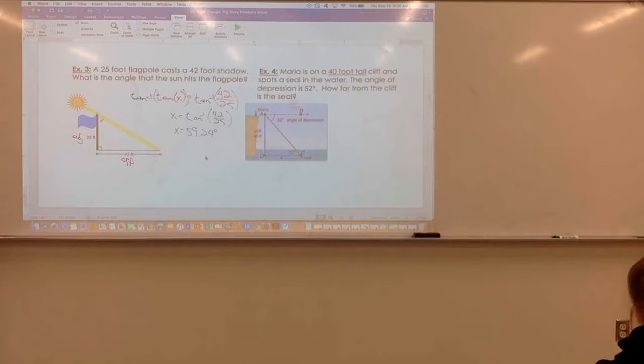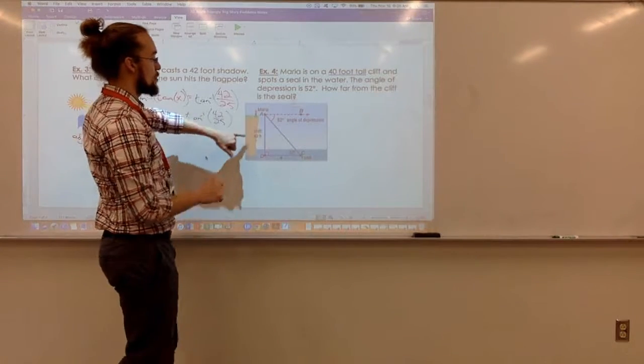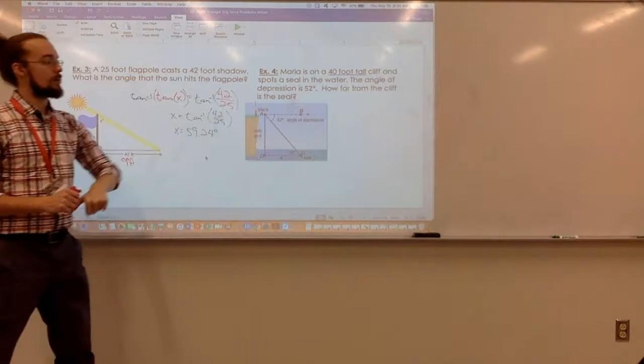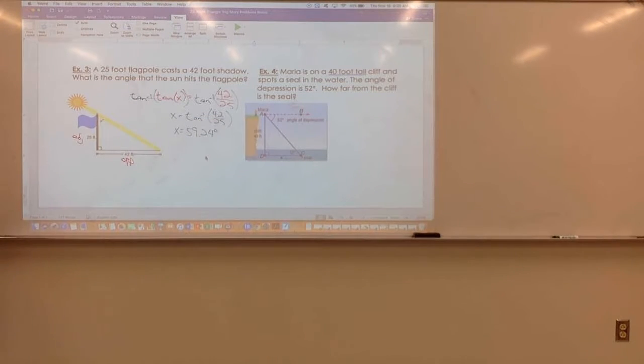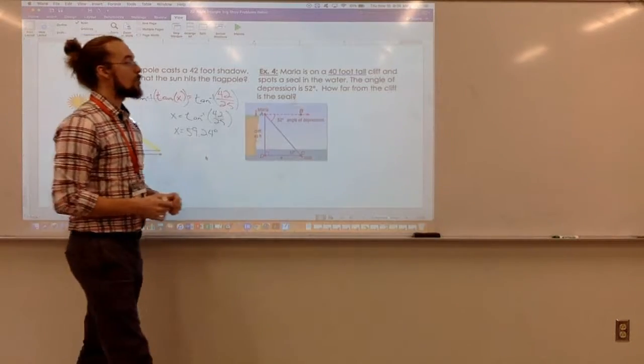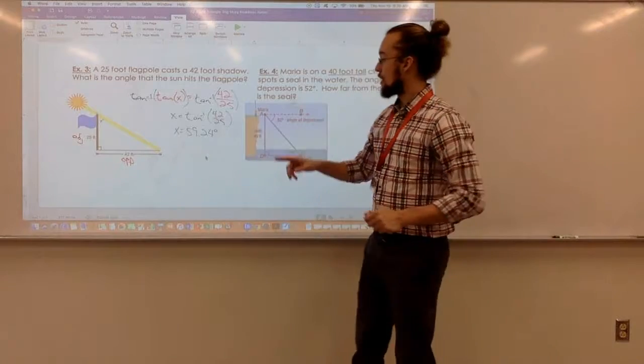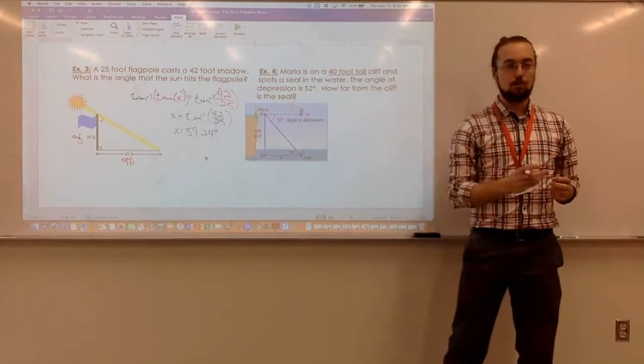All right, now, this last example on here talks about angle of depression, right? So it says Maria is on a 40-foot tall cliff. So this distance here, from the top of the cliff down to the water, is 40 feet, and she sees a seal. The angle of depression, right? So she's looking down at this seal. We're saying that angle of depression is 52 degrees.